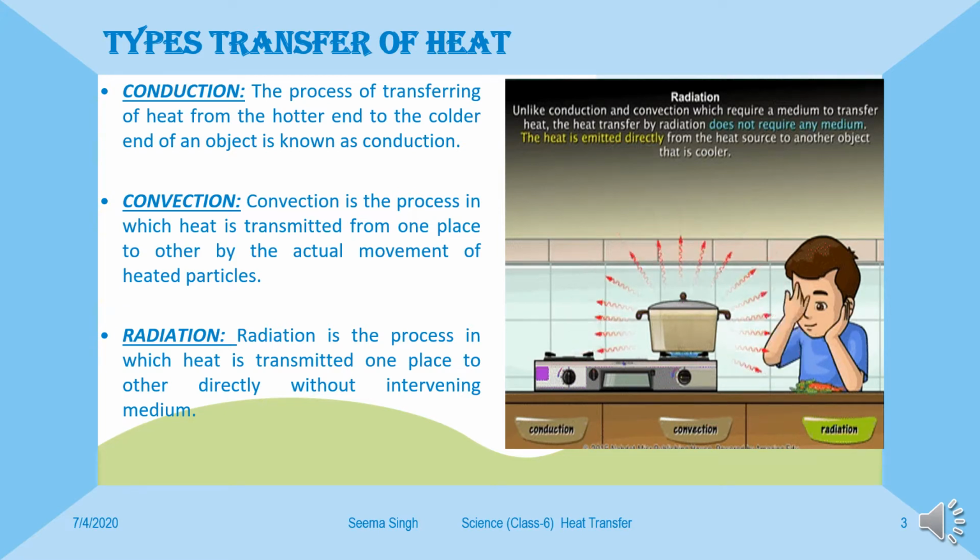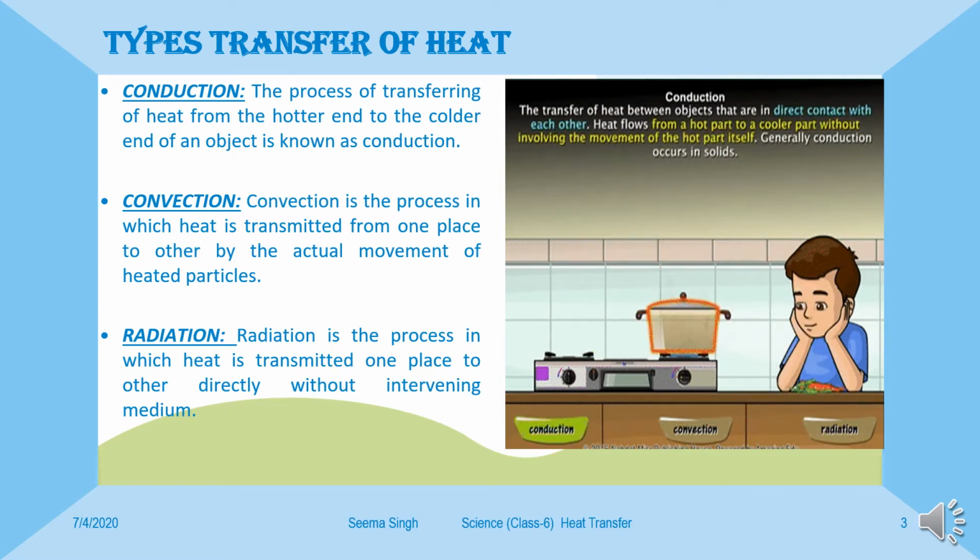Coming to the next, that is radiation. Radiation is a process in which heat is transmitted from one place to another directly without an intervening medium. The thermal energy or heat is transmitted from one thing to the other without any medium. Unlike conduction, which requires a medium for the transfer of heat, radiation doesn't require one. Now let's try to understand all these types of heat transfer in detail.